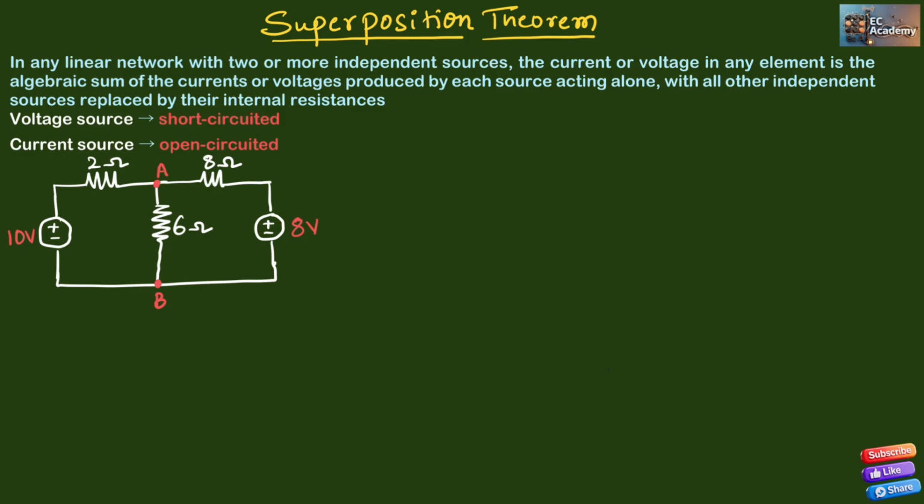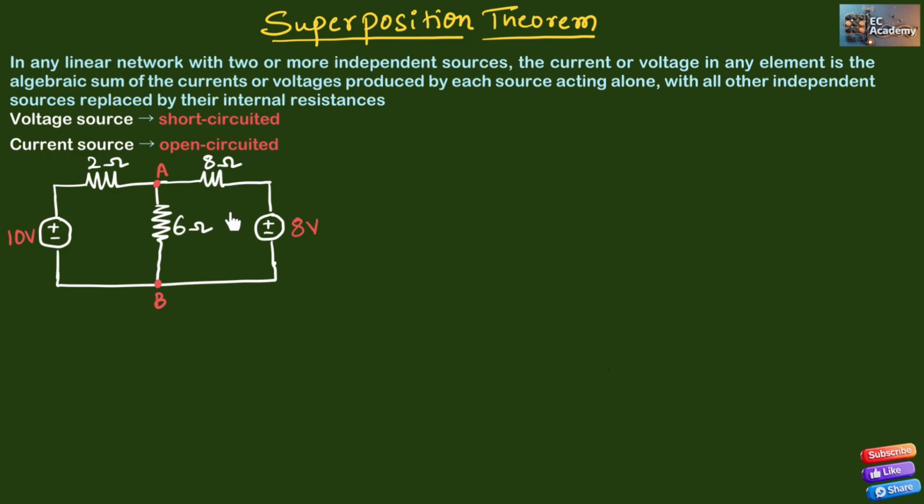So, in brief, we need to find the voltage and current by taking into account only one source at a time. Then we need to take the algebraic sum of the voltages and currents, which will give us the value of total voltage and total current in the circuit. Remember, while doing superposition theorem, the voltage sources are replaced by short circuit and the current sources are replaced by open circuit. Then we can do the calculations.